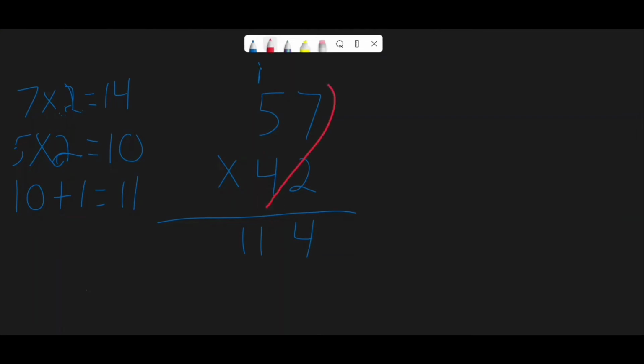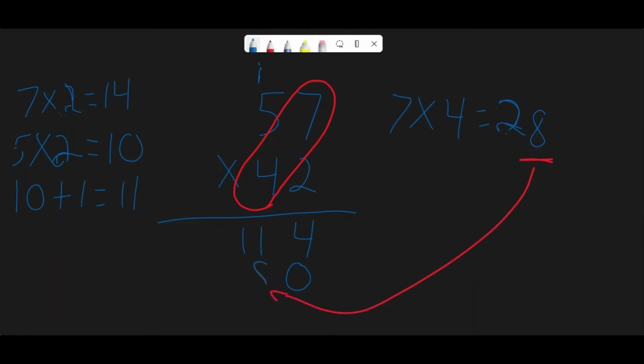Now we're going to move on to this one. So we have our placeholder 0. Then we have 7 times 4, which equals 28. So take the 8, put it down below. And we got to take the 2, and we got to put it where the 1 used to be. So we're going to erase that 1. Place the 2 right there.